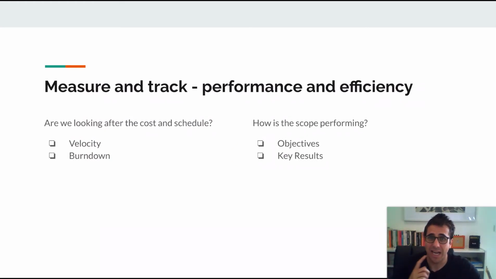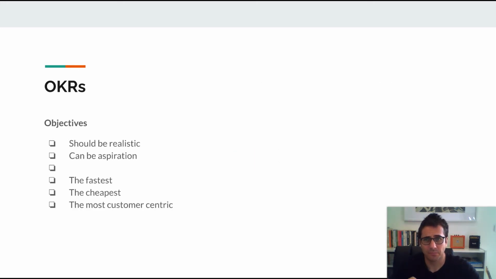What I really want to look at is how do we see how the scope is performing. It's good to say, oh, we've delivered another feature into the product, or we've made this change, but actually, how is that helping you achieve the team's mission? And for that, we have objectives and key results, which is called OKRs. So OKRs. Let's have a look at objectives for a second.